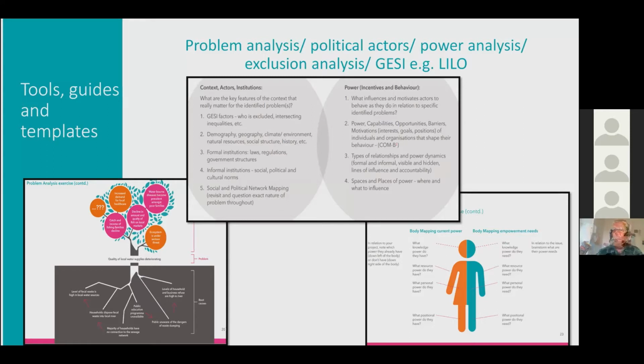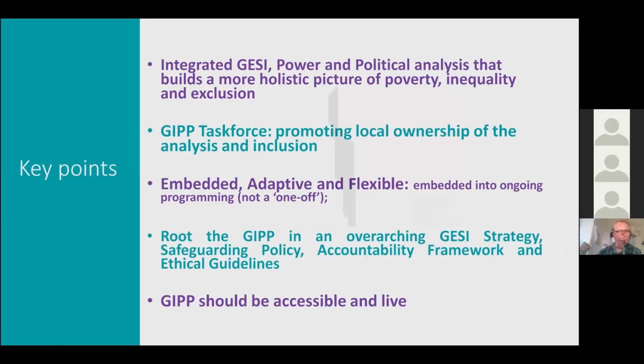So just to move on to slide 5, which is a summary of some of the key points that I wanted to reinforce and emphasize before we go into looking at the process. So the first point is integrated. It's an integrated analysis; we don't want add-ons. We don't want to be pulling something in at the last minute. We want this all to work together because we believe this gives us a more holistic picture of poverty, inequality, and exclusion.